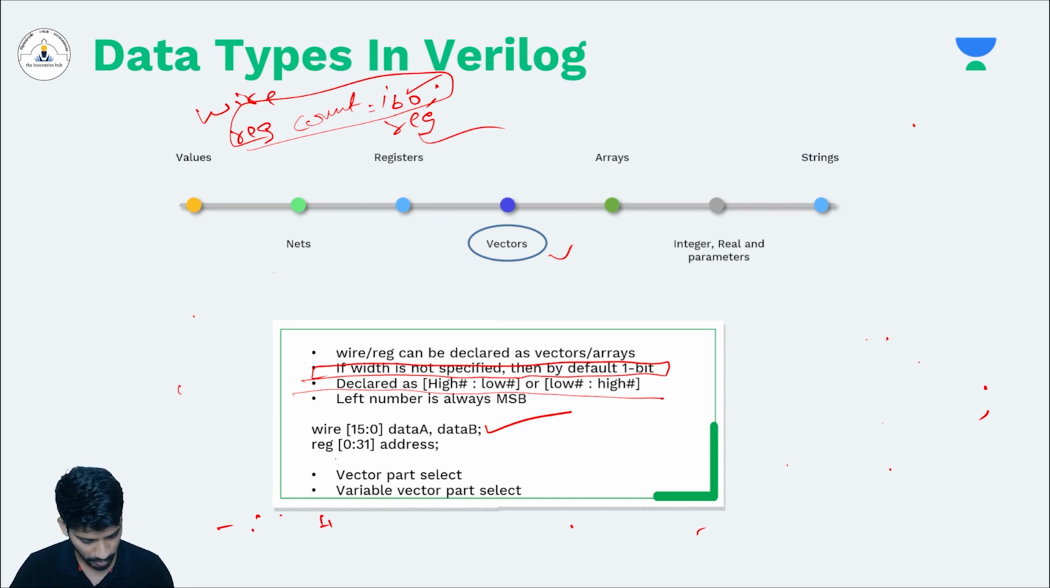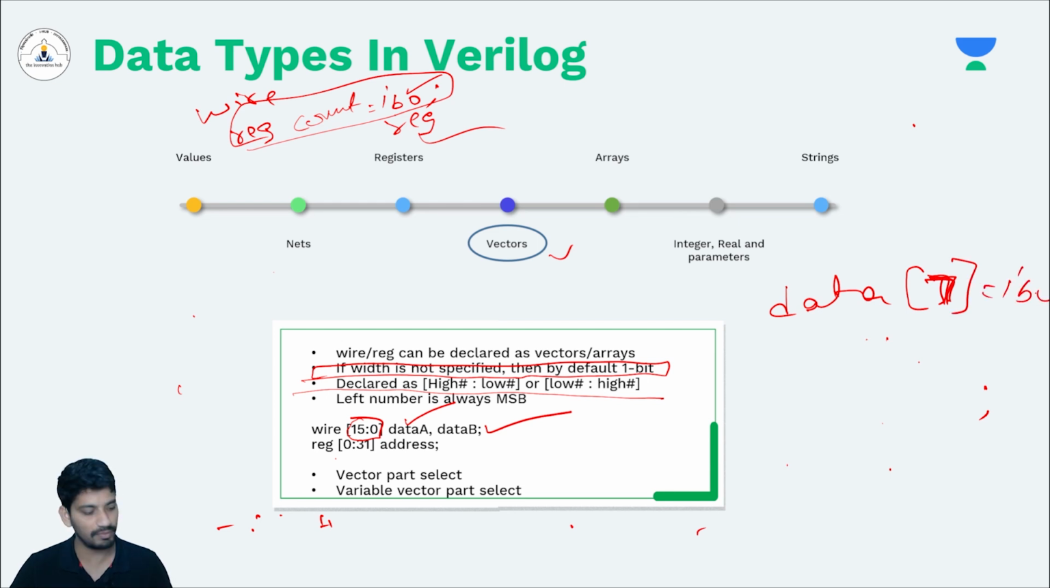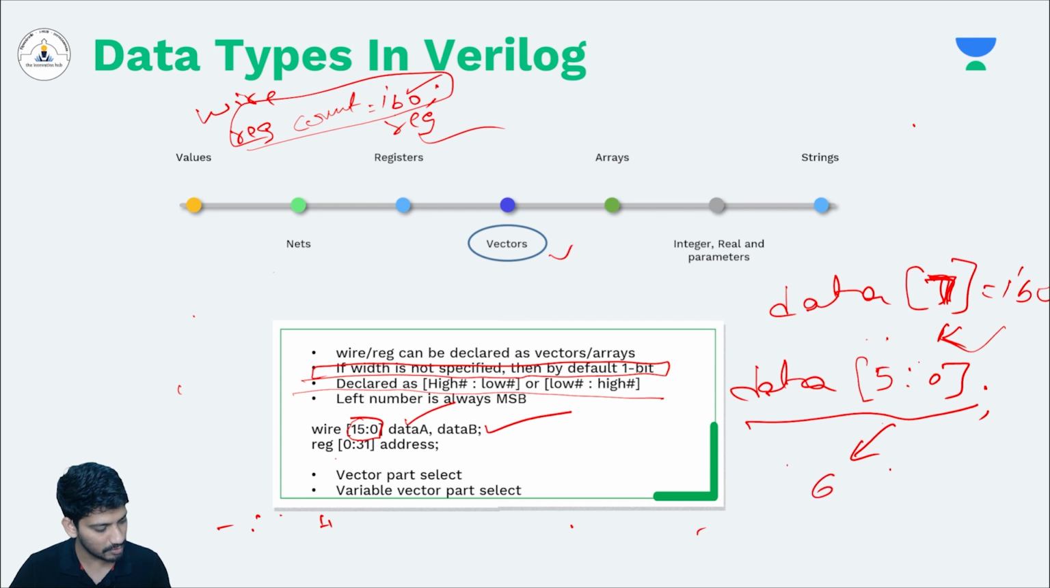So how to assign a part vector? Like this. If you have a data bus of 16 bit and you want to assign the 7th bit, then you can directly write data of 7 is equal to 1 tick binary 0. This way you can assign the 7th bit of the data to binary 0. Similarly, you can select multiple values also, like this: data of 5 down to 0. By this, what I mean is the first 6 bits of data are going to be called.